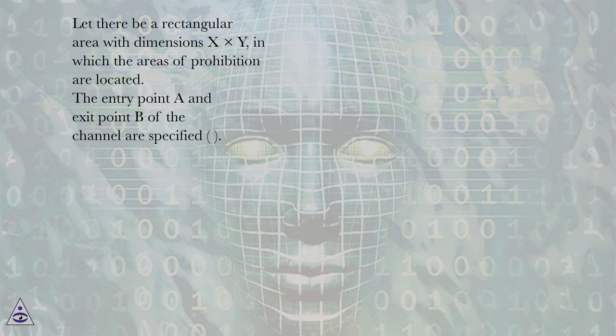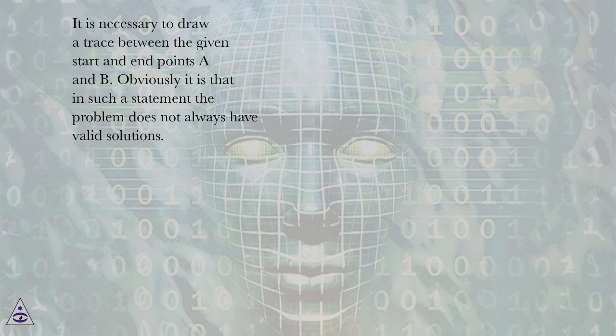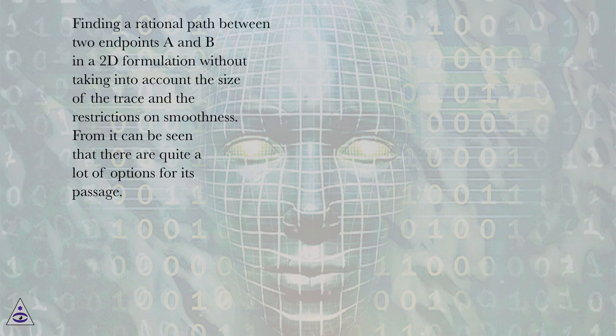Let there be a rectangular area with dimensions x times y, in which the areas of prohibition are located. The entry point A and exit point B of the channel are specified. It is necessary to draw a trace between the given start and end points A and B. Obviously, in such a statement the problem does not always have valid solutions. Finding a rational path between two endpoints A and B in a 2D formulation, without taking into account the size of the trace and the restrictions on smoothness. From it can be seen that there are quite a lot of options for its passage.